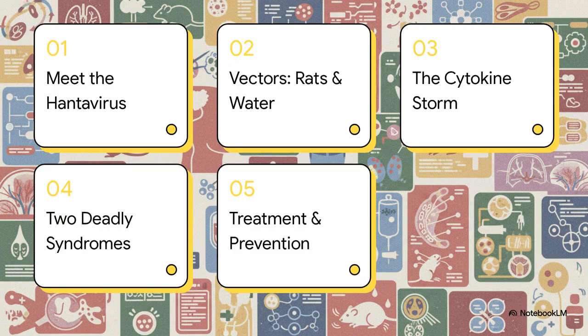Right, so here is our roadmap for today's briefing. We'll start with meeting the hantavirus, then look at its vectors, specifically rats and water. After that, we'll dive into the cytokine storm, the two deadly syndromes it causes, and wrap up with treatment and prevention. Let's get right into it.